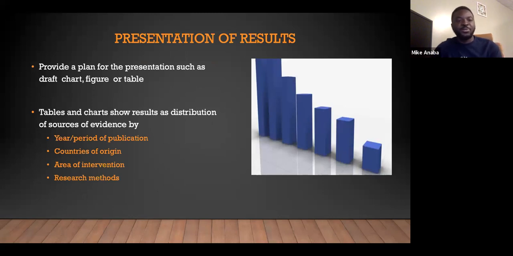Presentation of results. Provide a plan for presentation. Your protocol should give us an outline of how you hope to present the findings, and some common tables and charts that researchers use. There you have a distribution in terms of the year of publication of the article, the country of origin, the area of the intervention or the concept that you are looking at, and the research methods that were used in that publication.